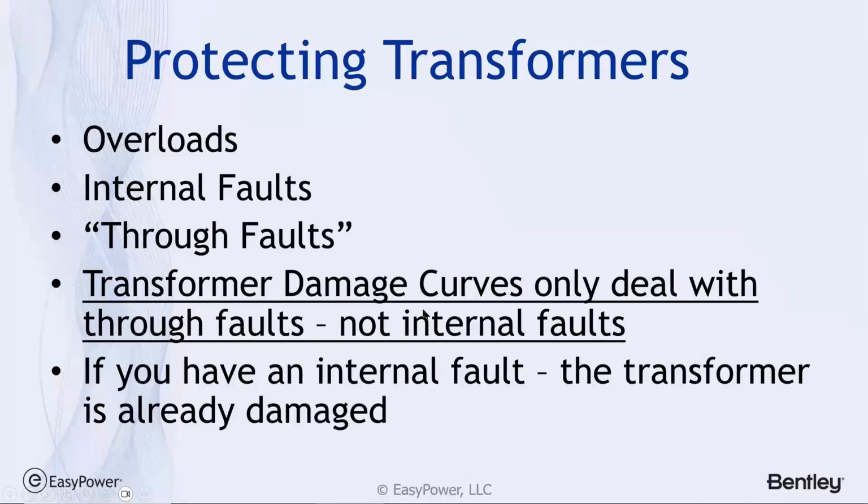So we're going to talk a little bit about transformers. Transformers need to be protected against overloads, and they have the potential of having internal faults, specifically from heat damage or mechanical damage if they're hit with too high a current. What they need protection from is basically addressed by design characteristics and is represented in the TCC as we get to it. Through faults, though, are a function of external protection, and so transformer damage curves only deal with through faults, not internal faults.